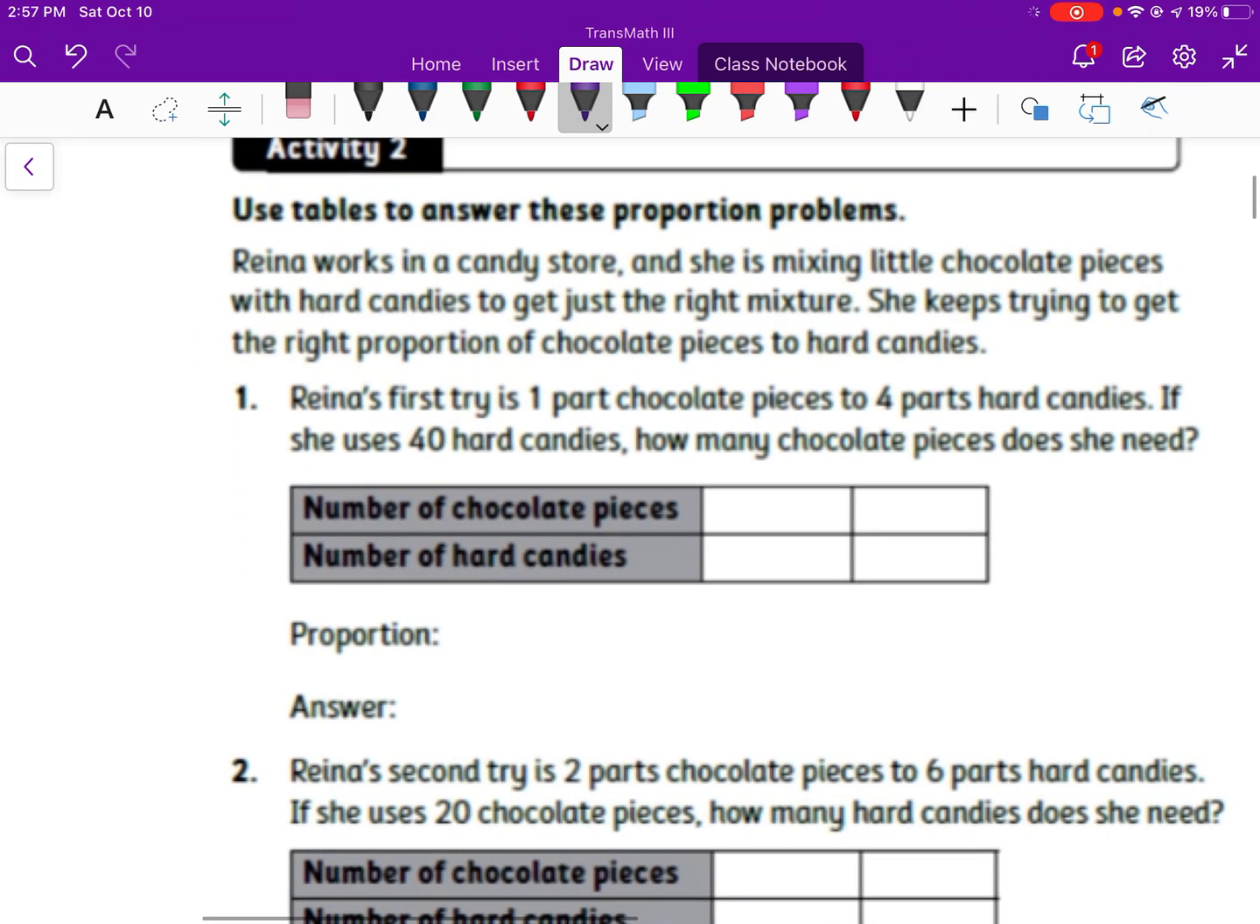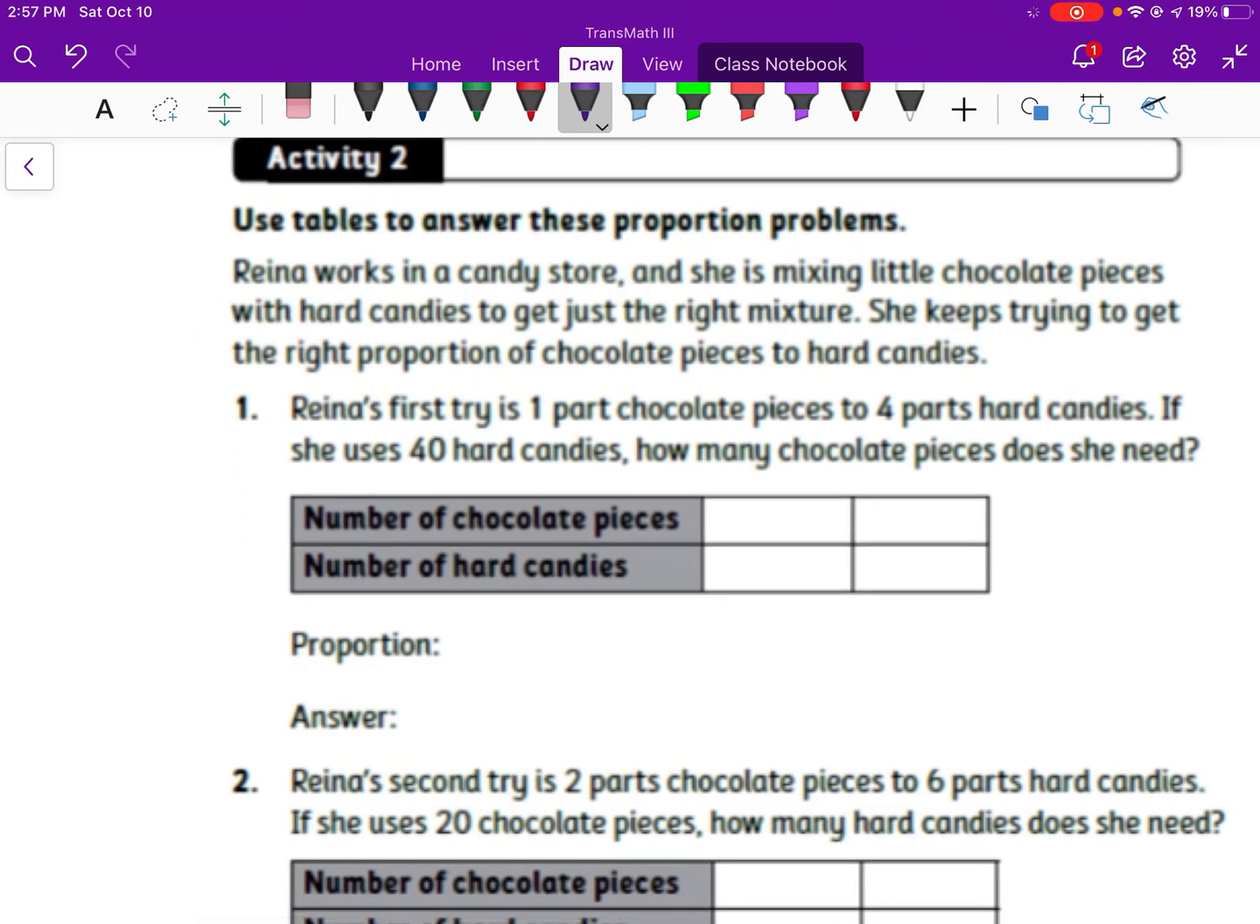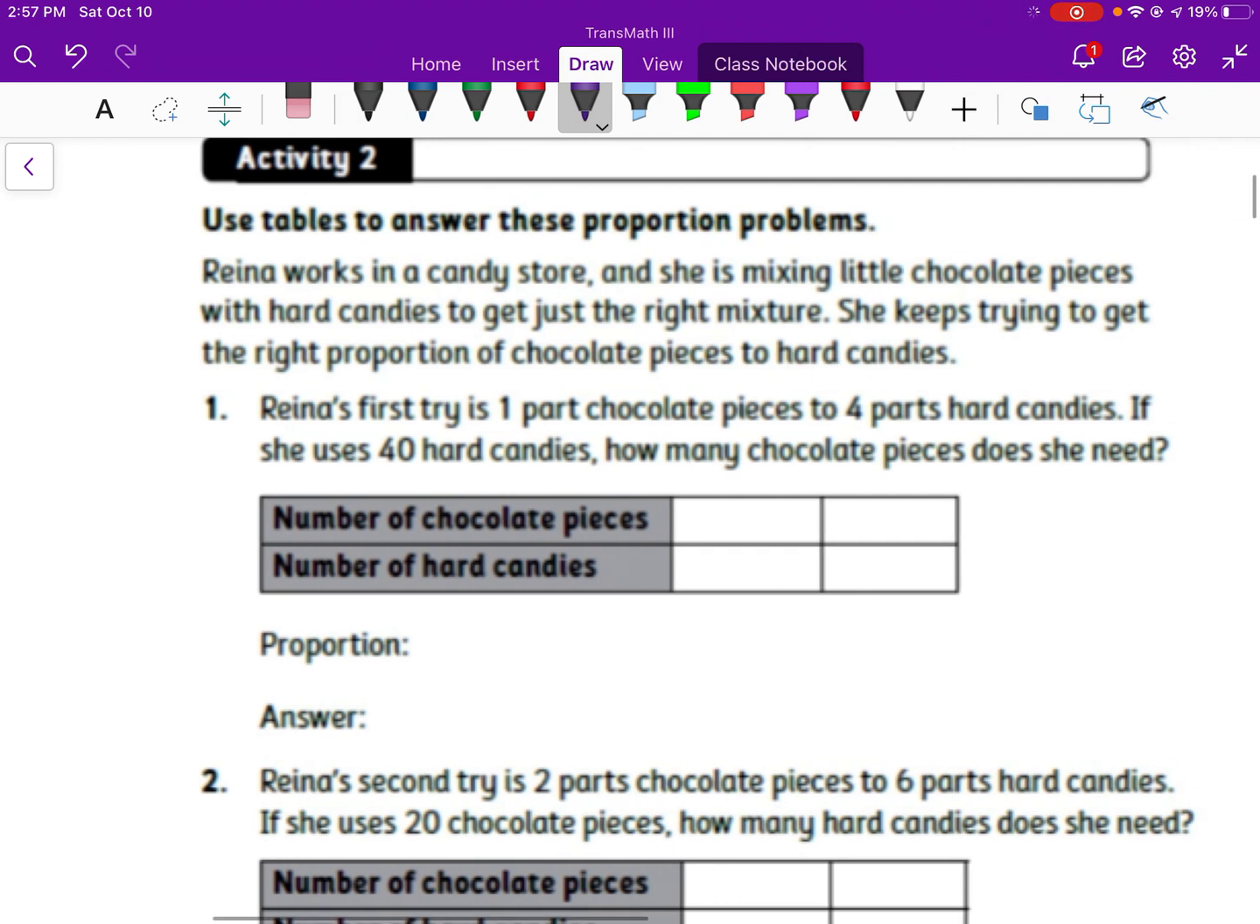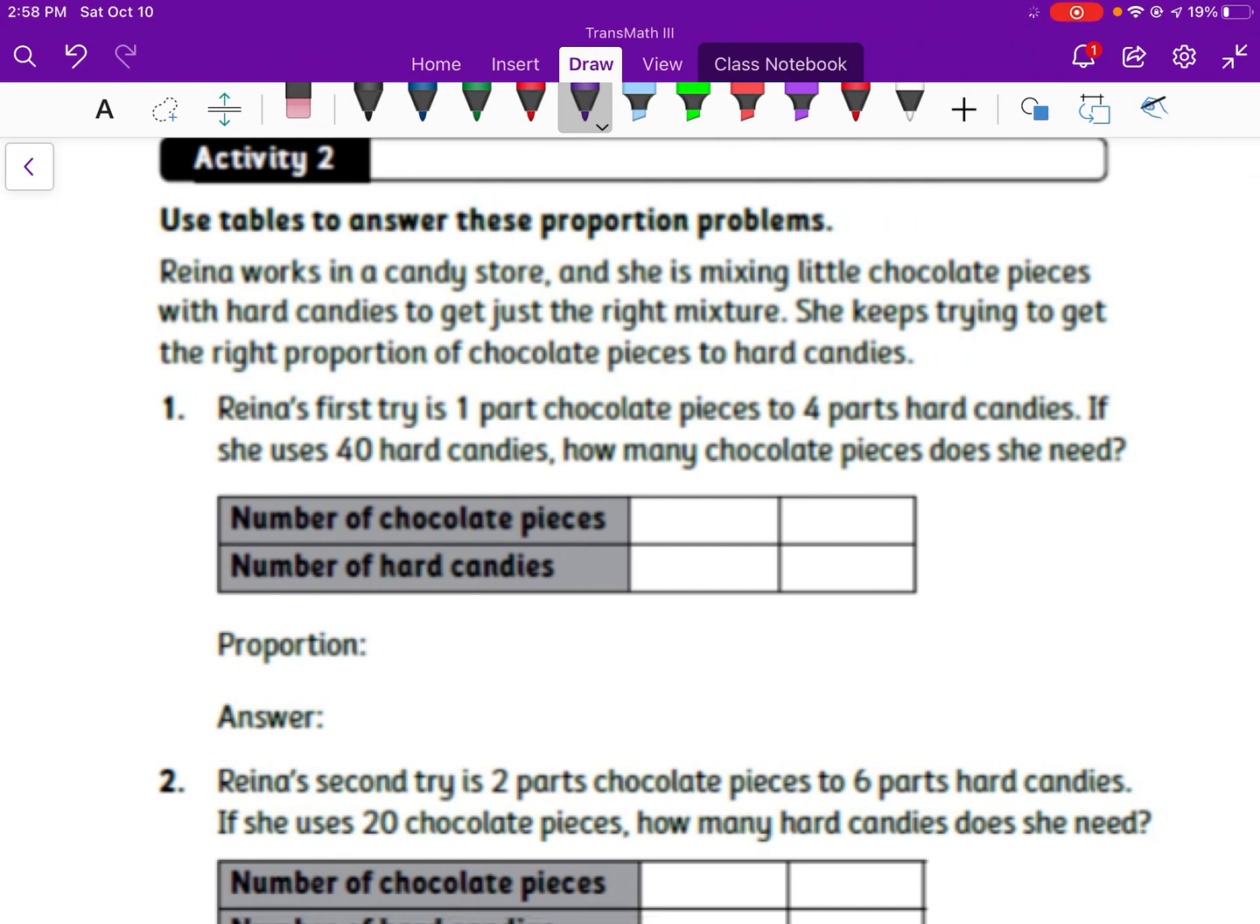Now, activity 2. Use tables to answer these proportion problems. Rihanna works in a candy store, and she is mixing little chocolate pieces with hard candies to get just the right mixture. She keeps trying to get the right proportion of chocolate pieces to hard candies. So, first situation. Rihanna's first try is 1 part chocolate to 4 parts hard candy. If she uses 40 hard candies, how many chocolate pieces does she need?